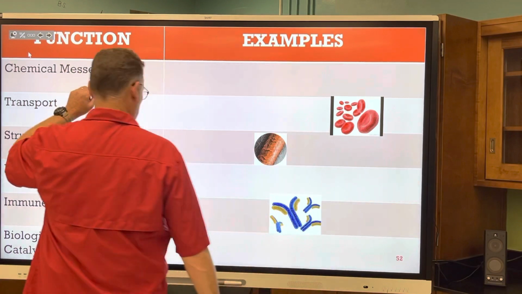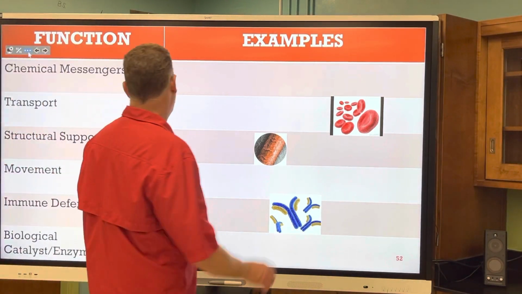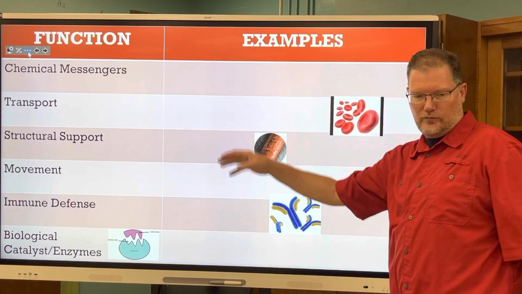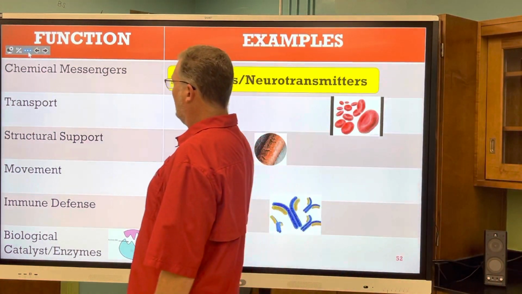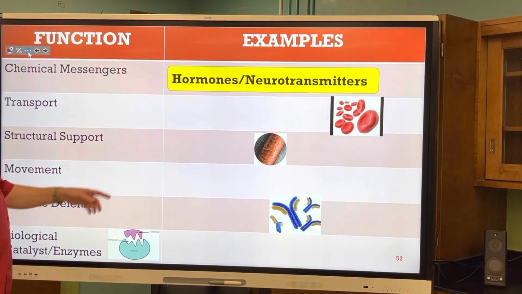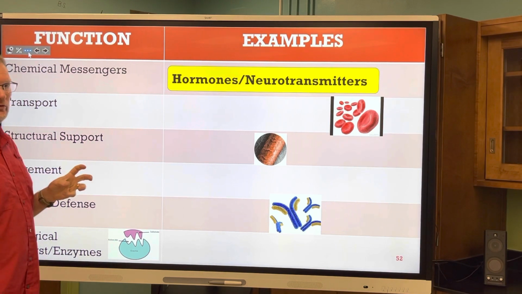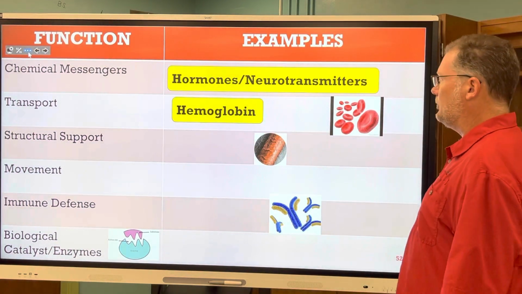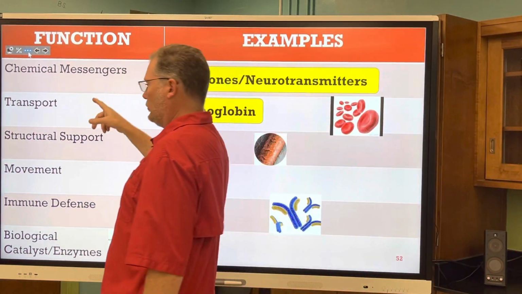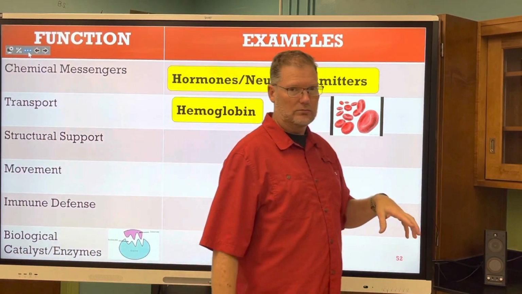So here is a table that you're going to fill out in your notes with examples of each of these. So let's look at these. An example of a chemical messenger are hormones and neurotransmitters. Proteins, okay? An example of a transport protein is hemoglobin. That's the stuff that makes your blood red.